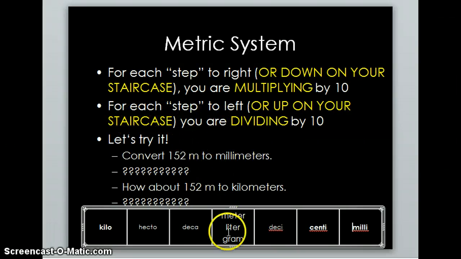So for each step to the left, you're going to do the same thing, but you're going to divide. So meter to deca would be 1 meter is 0.1 meters, 0.01 meters, and 0.001 meters. So basically, as you move right, you move your decimal right, and as you move left, you're moving your decimal left. So just to make that super clear, whether you're moving right or left or up or down on your staircase, every time you go from meter to the right or down on your staircase, you're going to be multiplying by a power of 10.